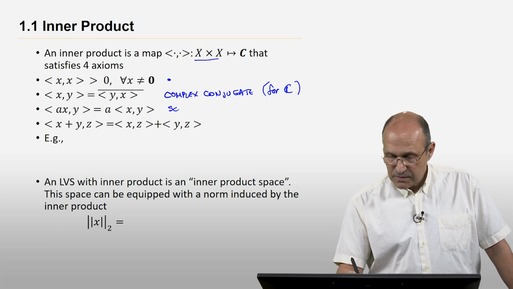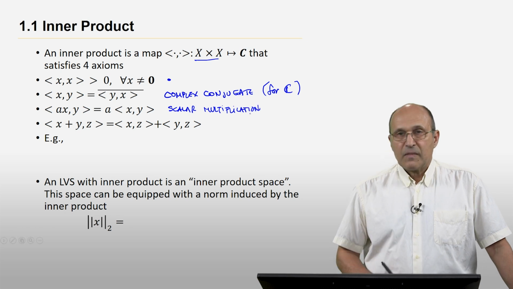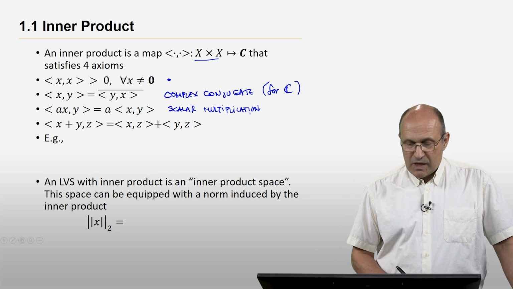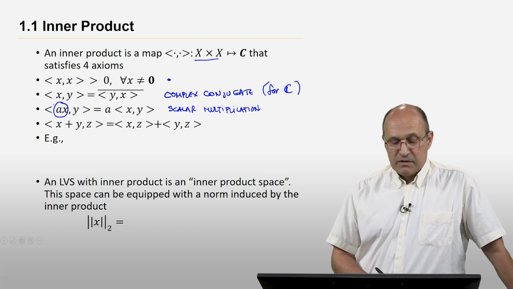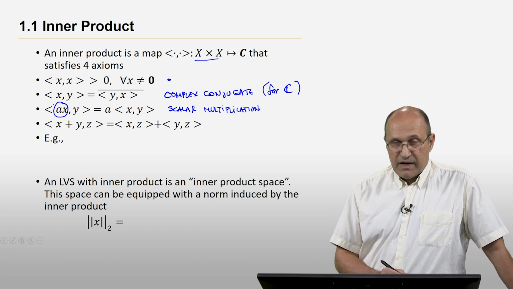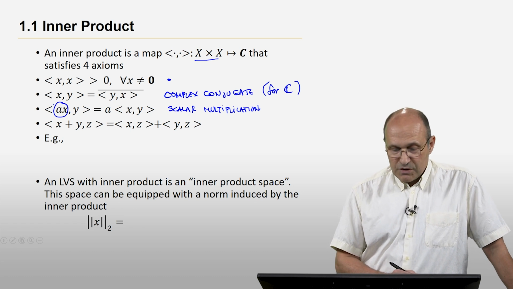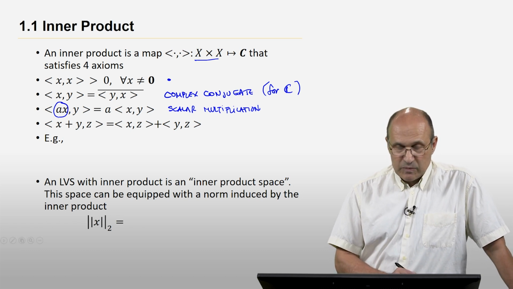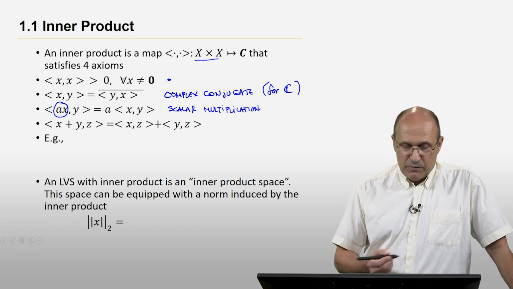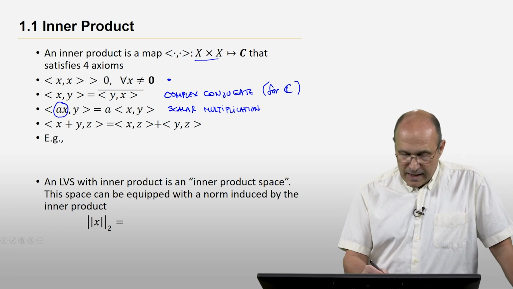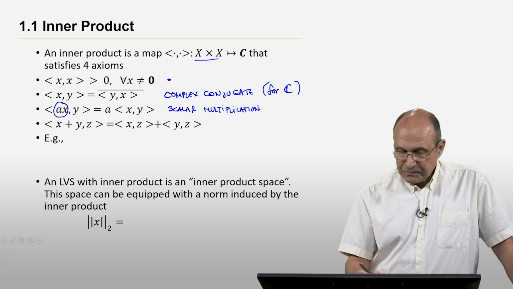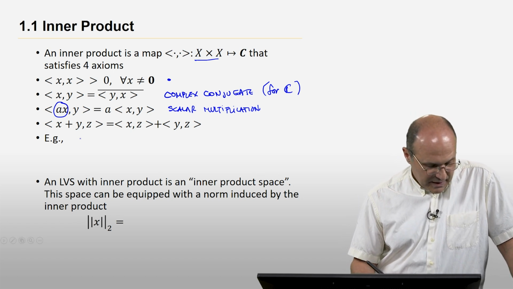Scalar multiplication. And the scalar multiplication applies to the first element. Recall that changing the order of the elements changes the value of the inner product to the complex conjugate. So the scalar multiplication should be defined in one of the two elements. And the traditional definition is with the first one. And finally, the decomposition of summations. Examples of inner products.